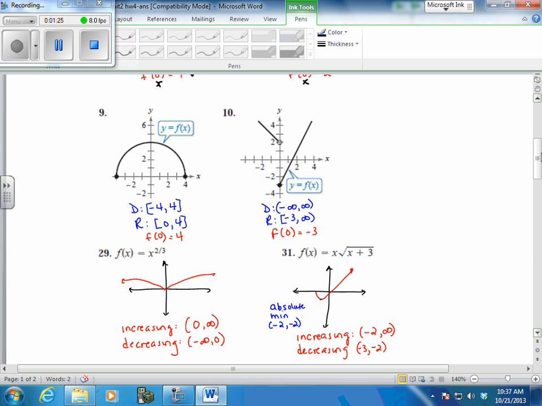Now, another function. What kind of function do you think that came from? Think back. We did one like this. It was a piecewise. This is piecewise. How about this one?